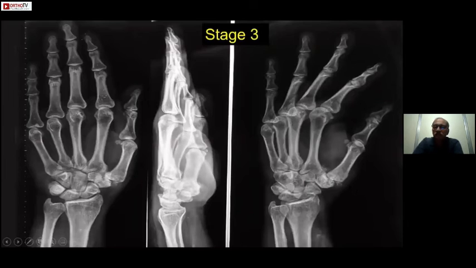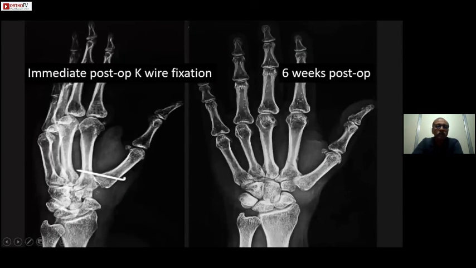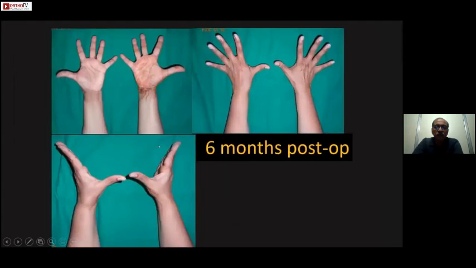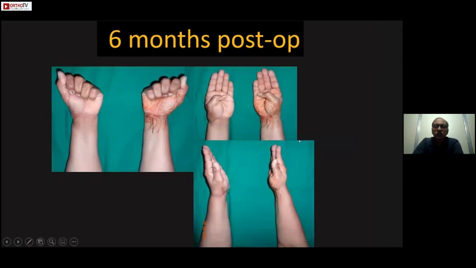That's another case. You can see that this case is also grade 3, presenting with osteophytes here and degeneration here. This was treated with a K wire after excision of the trapezium. And this is 6 months post-op. And that's the function at 6 months post-op.